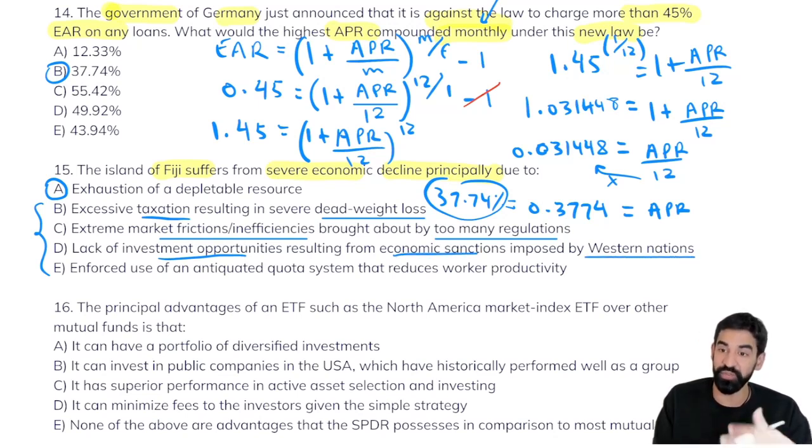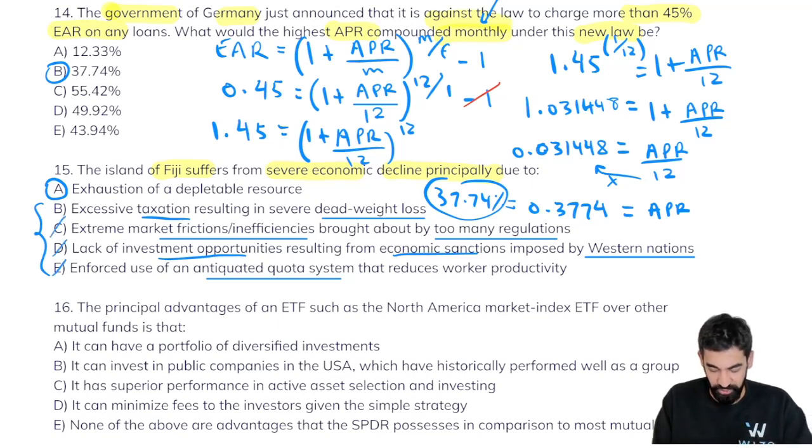D, a lack of investment opportunities resulting from economic sanctions imposed by Western nations. Again, that would be a government in a Western country imposing that tariff or whatever it might be, a tax. So anytime the government steps in, it's not going to lead to a severe economic decline. Only a small deadweight loss or a medium, whatever deadweight loss for that industry. So these are all industry specific. Enforced use of an antiquated means an old quota system. So a quota, again, is a way the government can step in. It's price ceiling, price floor, quota, tax. It's not going to lead to a big economic decline in the whole economy. So all of these others would just affect individual industries.